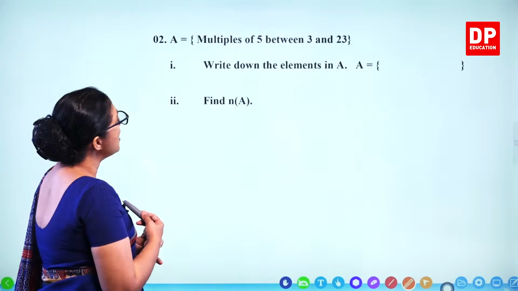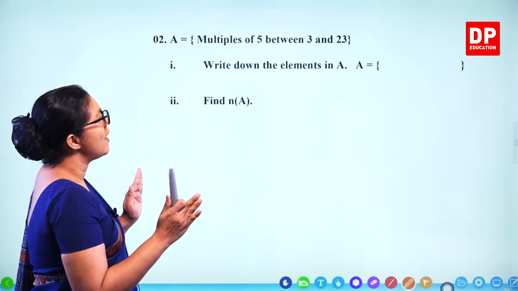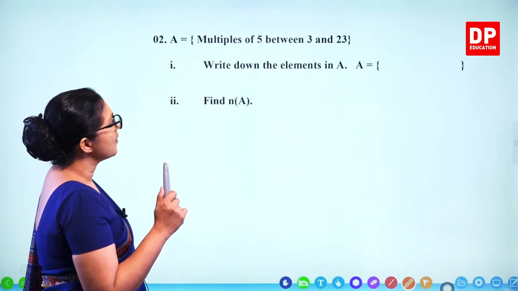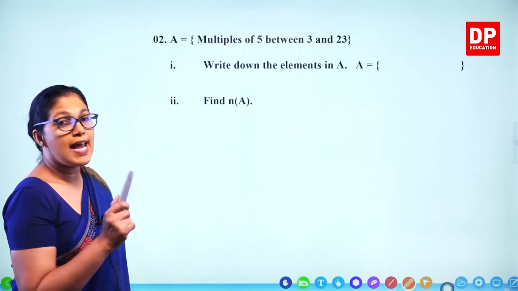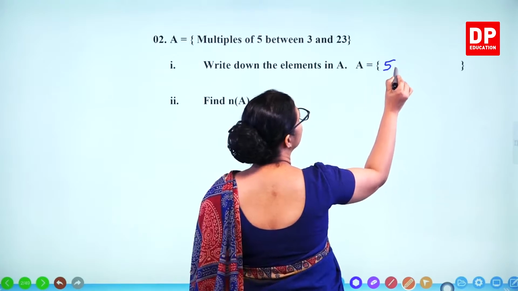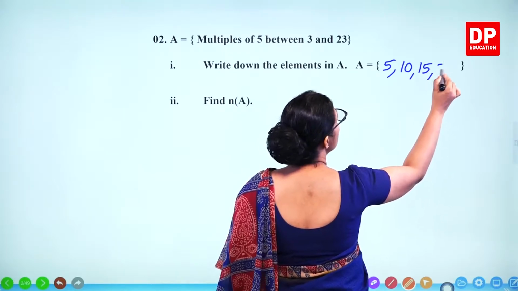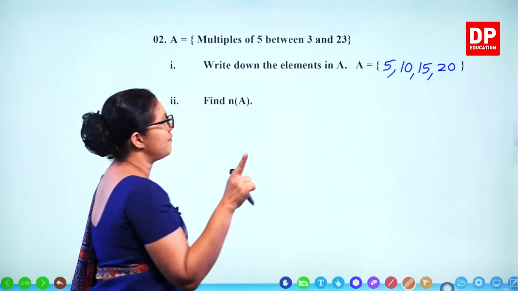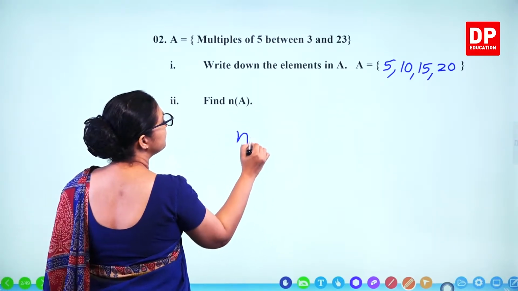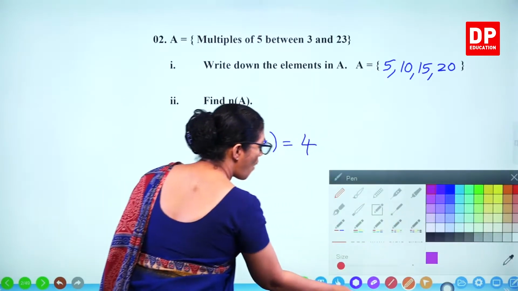Question number 2. Multiples of 5 between 3 and 23. Between means you can't take those two values, 3 and 23. Write down the elements in A within curly brackets and find n(A), the number of elements in A. What are the multiples of 5? First one is 5, then 10, 15, 20. You can't write 25. So there are 4 numbers, 4 elements. So what is n(A)? That's 4. So you get 2 marks, 1 mark each.